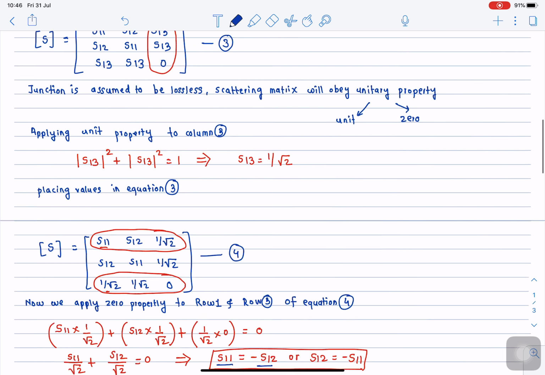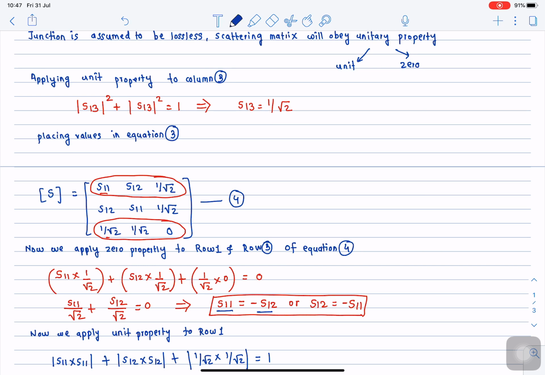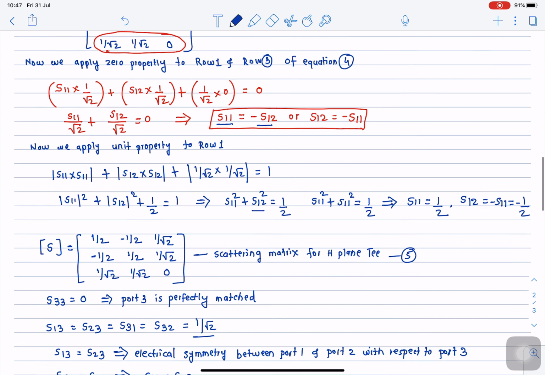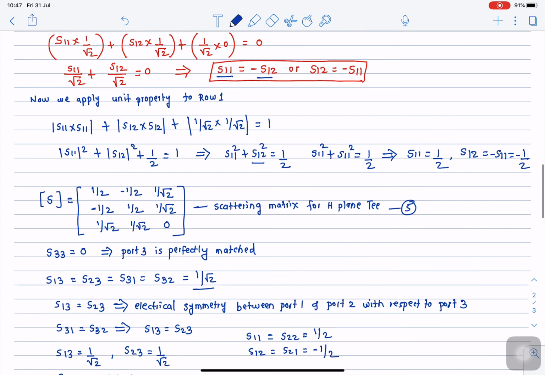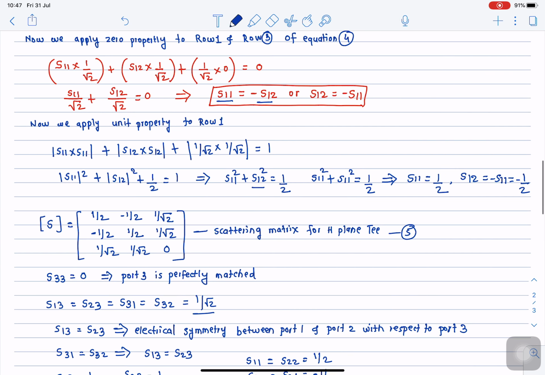Remember that the H plane T has the property of electrical symmetry, and as it consists of 3 ports, the port number 3 is said to be electrically symmetrical with respect to the remaining 2 ports. And this is the complete derivation of the scattering matrix for the H plane T. Now on a similar basis, let us see how the E plane T is going to work. As you have gone through the theory of the H plane T, the E plane T is also known as a series T, which will follow the property oppositely.